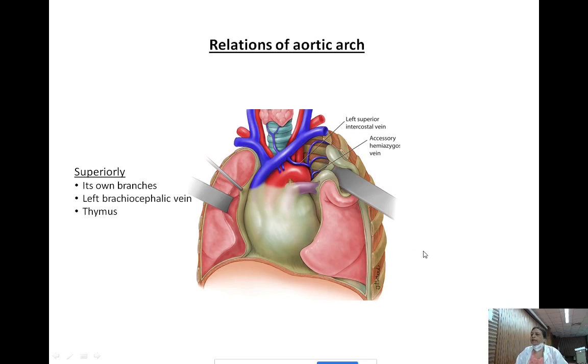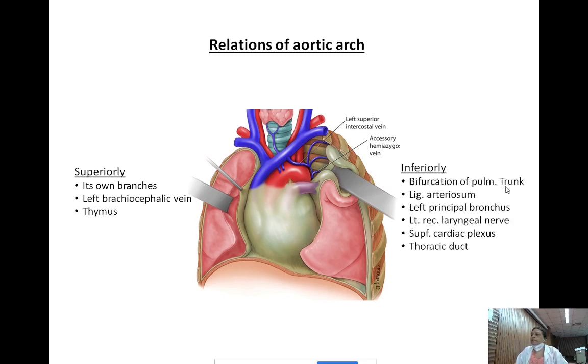And inferiorly you can see here the bifurcation of the pulmonary trunk, the ligamentum arteriosum is there, the bifurcation of the trachea into the bronchi, and behind the left bronchus, so that is the left principal bronchus will also be there, and the left recurrent laryngeal nerve, the superficial cardiac plexus that is in front of the bifurcation of the trachea, and the thoracic duct I have written, but that is posterior, it is mostly related to its posterior aspect.